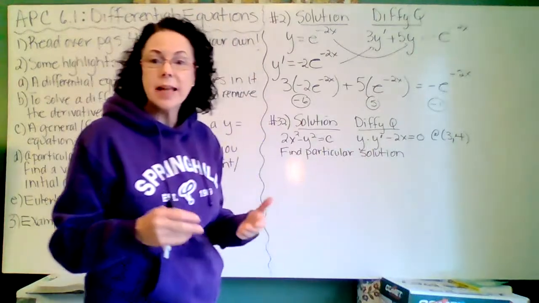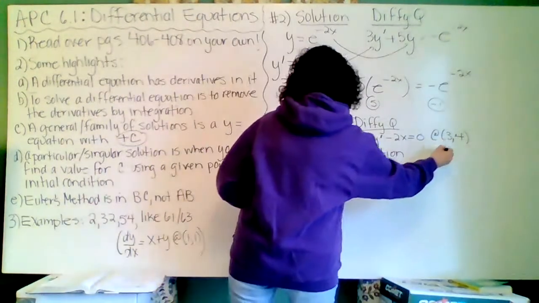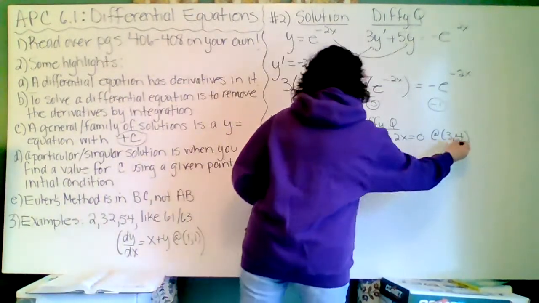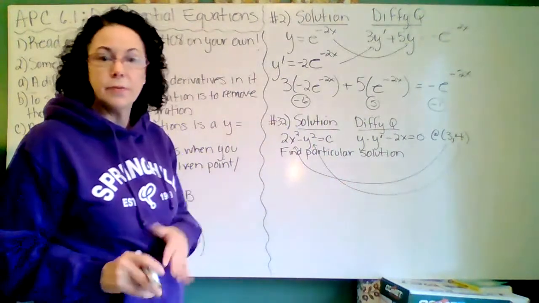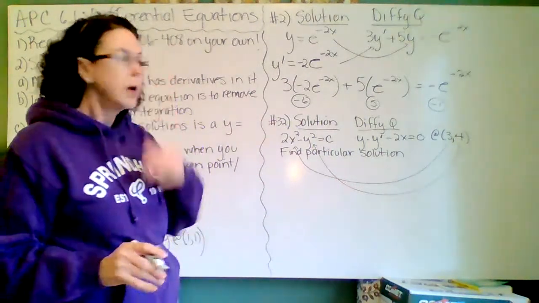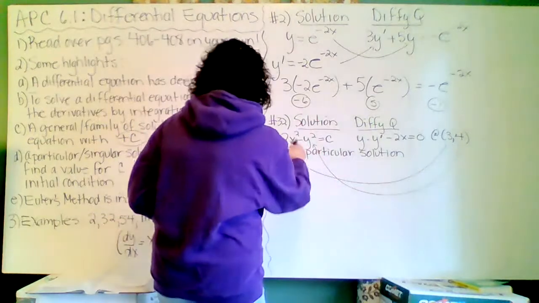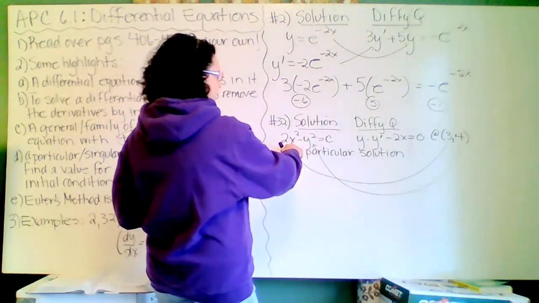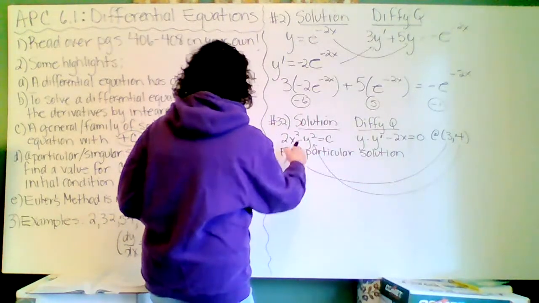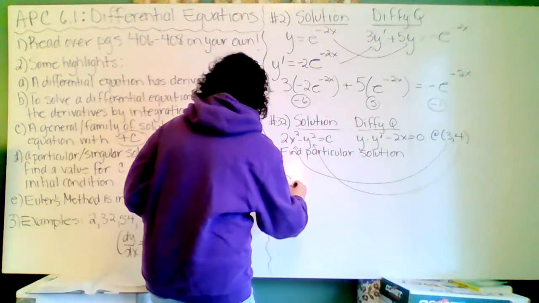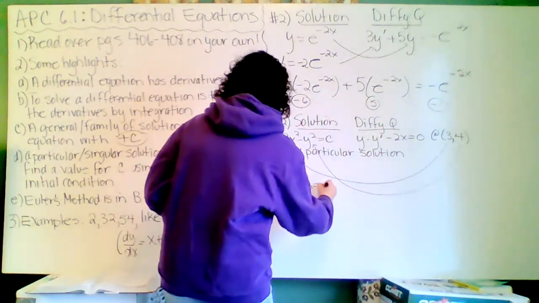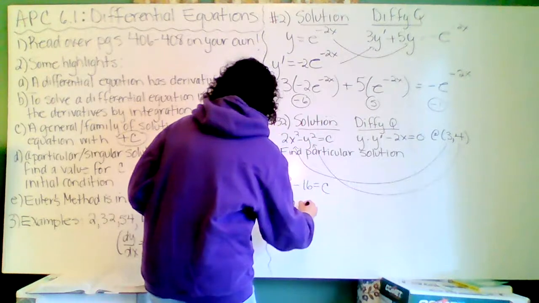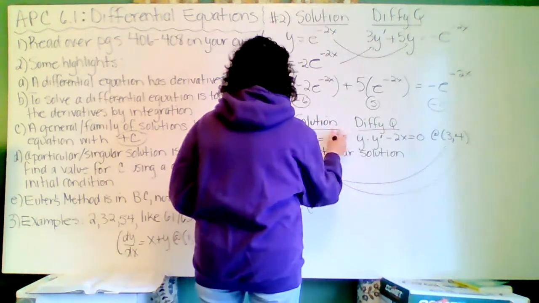Of course, they just ask you to use this point 3, 4 right in the solution to solve for C. It's really all they're asking for. So let's go ahead and do that. So when I put a 3 in here, that would be 9 times 2, obviously 18, minus y squared, minus 16 equals C. Obviously, my C equals 2.